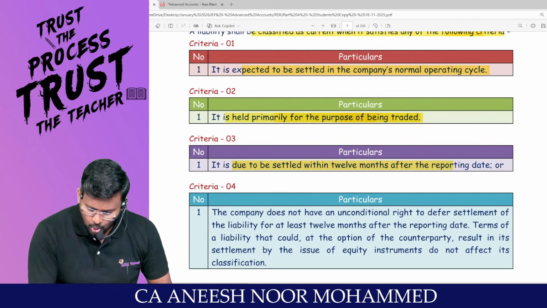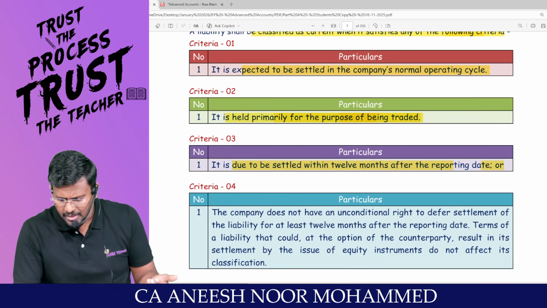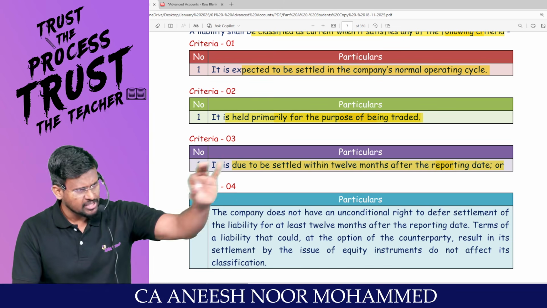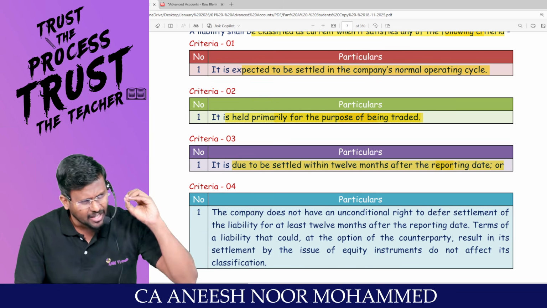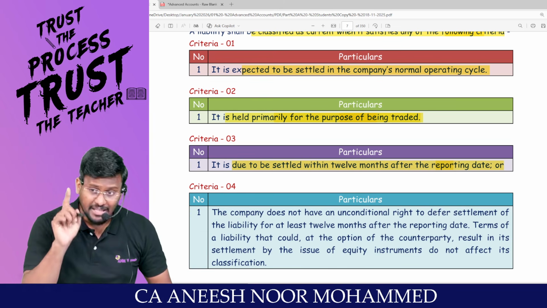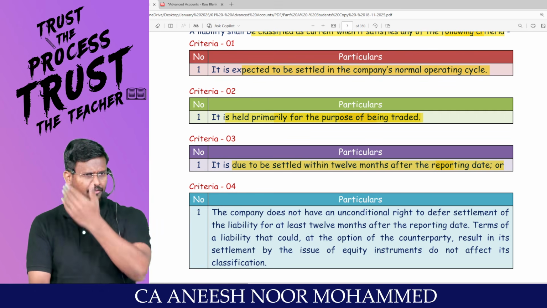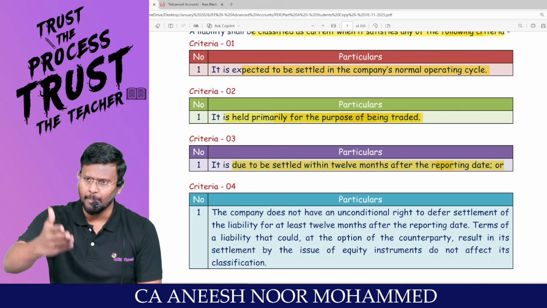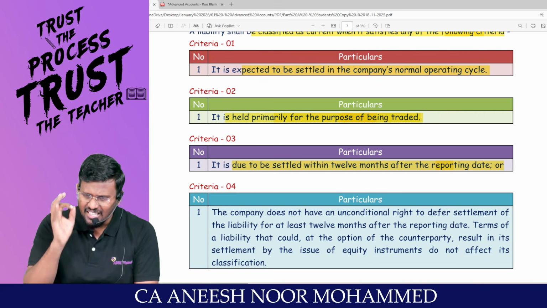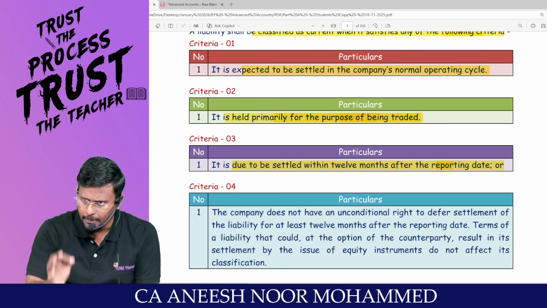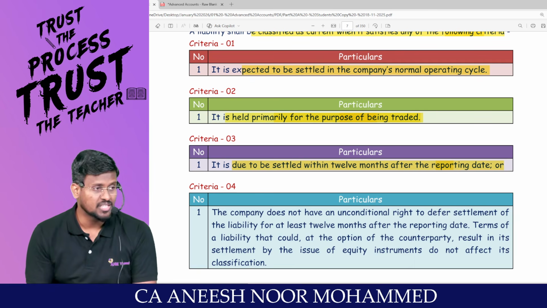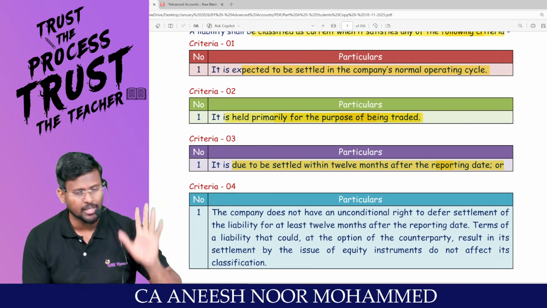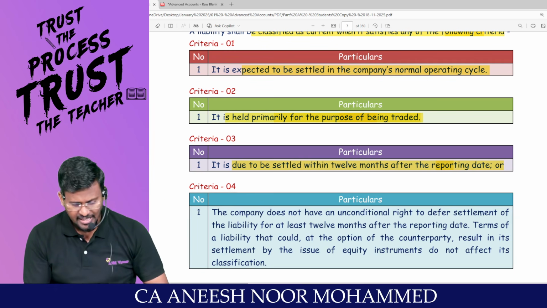It is due to be settled within 12 months after the what date? That means from the balance sheet date, within next 12 months, I have to mandatorily pay off that liability. Then that liability is a current liability. But if I have taken a bank loan, and that bank loan may be a term loan for next 5 to 7 years, is there any need that from the balance sheet date within 12 months you are supposed to pay off that? No, sir. Then it is not a current liability. It will be treated as a long-term borrowing.